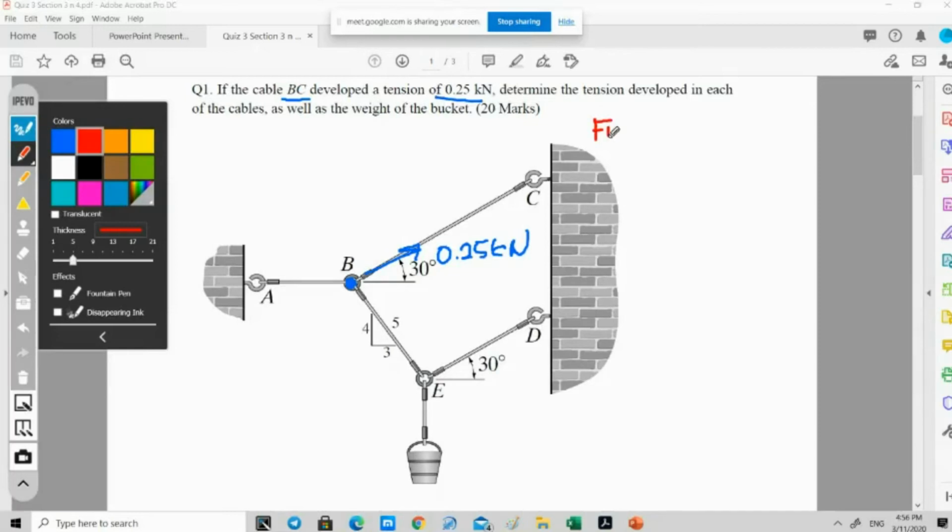When you draw a free body diagram of point B, you have a force there and a force there. This one is already known in terms of the value, 0.25 kilonewton. This one will be FED. If I want to label it, if this is FBE, right? And then you also have to have the angle to get all the marks for the free body diagram. So the angle as well, right? And of course, the full complete one has the axis as well, right?